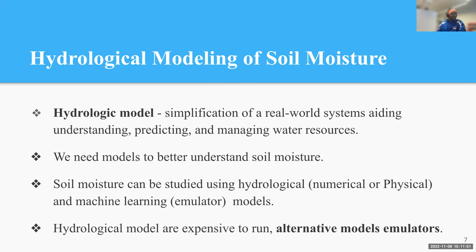Then soil moisture can also be studied using hydrological models, which are numerical or physical models. For example, the physical model is the land model, which I mentioned in the introduction. Then also the machine learning model, which we're using as emulators in our case. Since the CLM, which is the Community Land Model, tends to be computationally expensive to execute, another alternative is to use the emulator to understand this soil moisture.